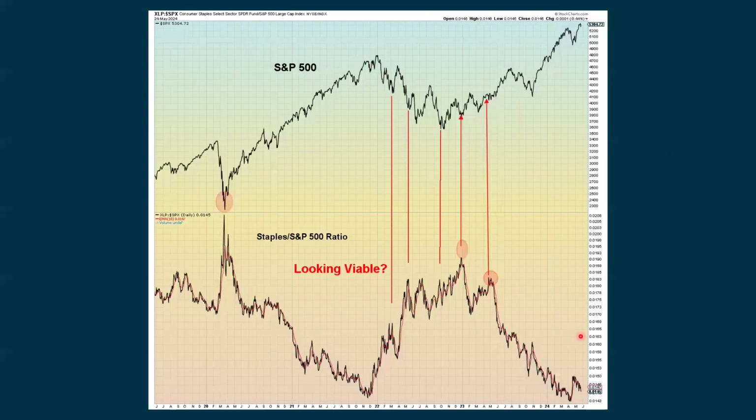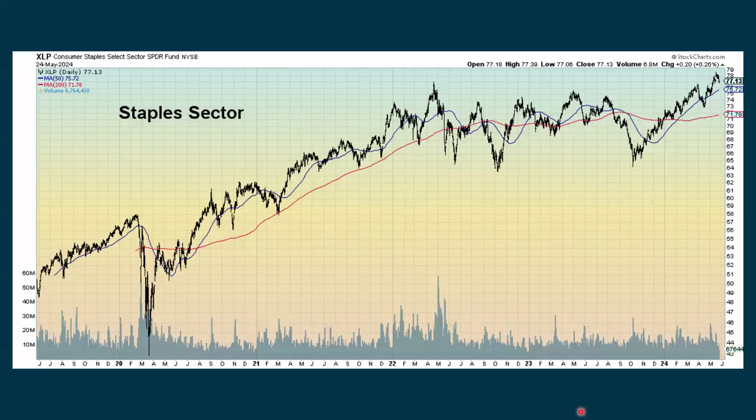A similar type of thing here, but we want to see this ratio going down. This is staples to S&P. When this is going down, yeah, there's some times when they diverge from each other, but most of the time when this ratio is going down, you can see how the S&P has been going up. We want to see this ratio continue to fall.